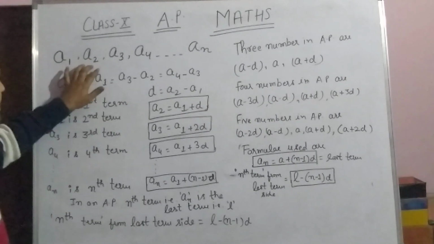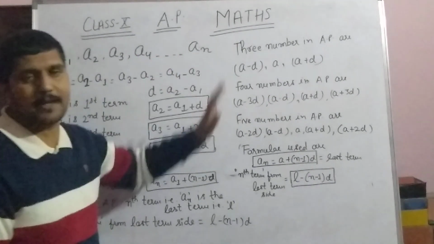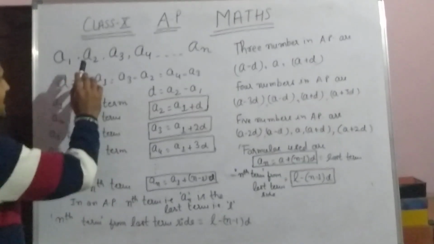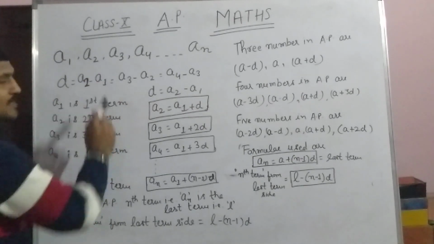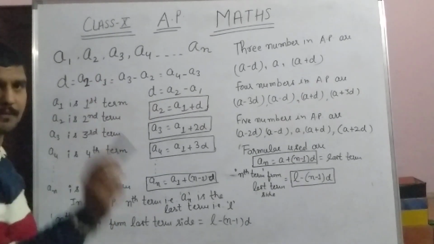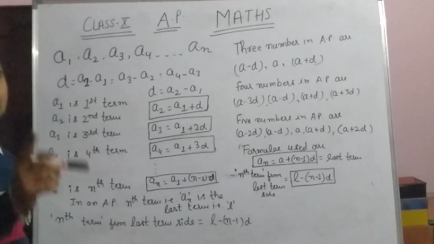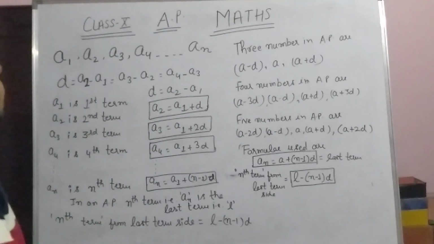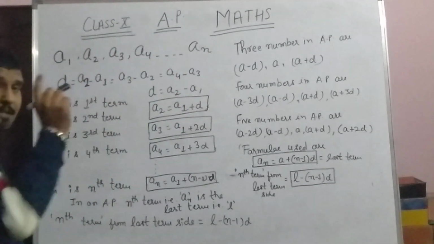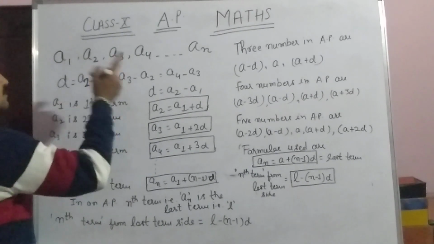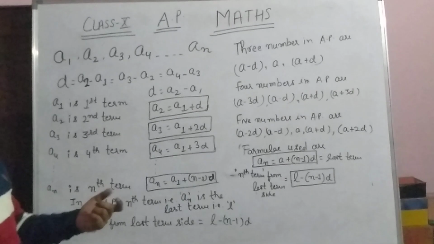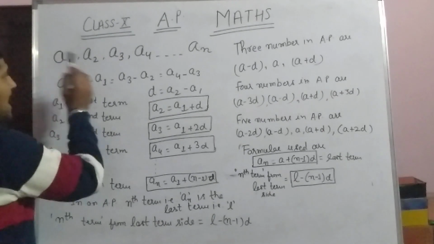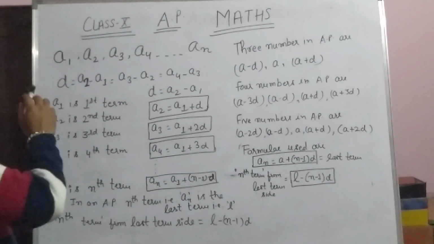Suppose A1, A2, A3, A4 up to AN are the terms we have, where A1 is the first term, A2 is the second term, A3 is the third term, A4 is the fourth term, AN is the nth term, or this AN is also called the last term. So arithmetic progression is that type of progression in which there should be a common difference between two terms, or we can say D is the common difference between every successive term and previous term.